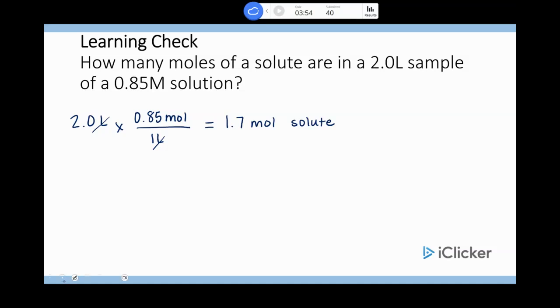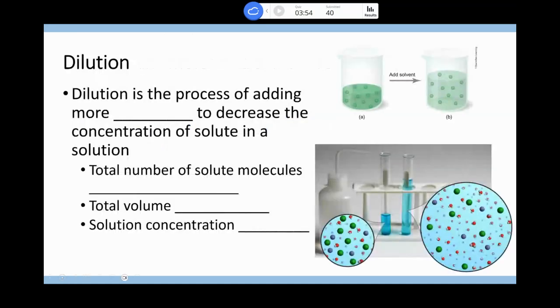Okay, well, we're going to move on then to the concept of dilution. So we said if we have a dilute sample, it has relatively few moles of solute per volume. We can take a concentrated solution and dilute it by adding more solvent. So dilution is the process of adding more solvent to decrease the concentration of solute in a solution.